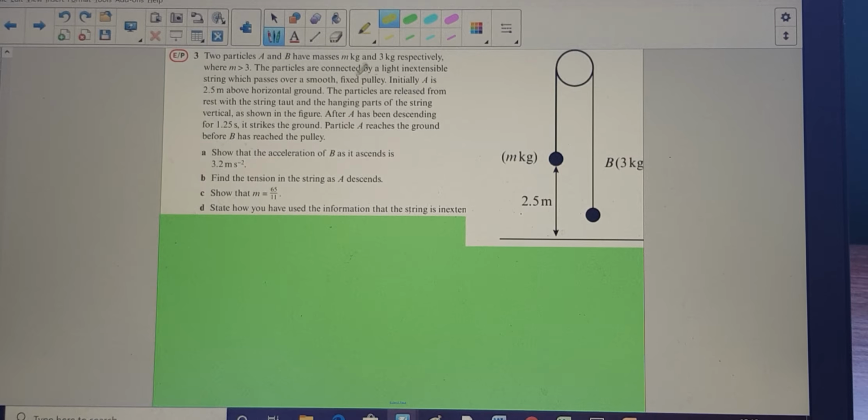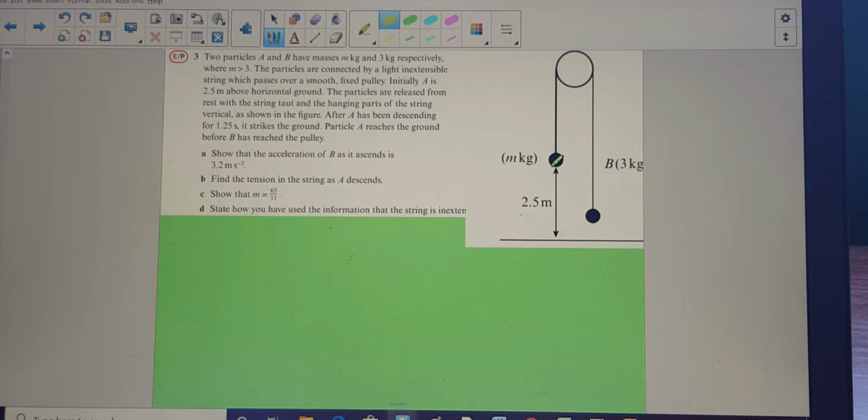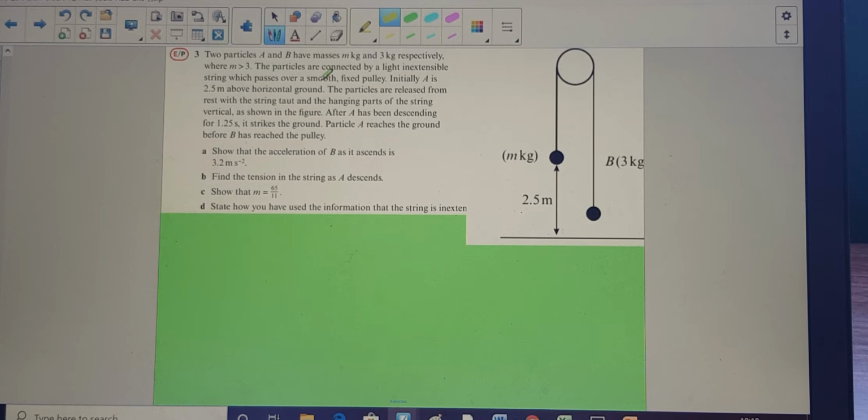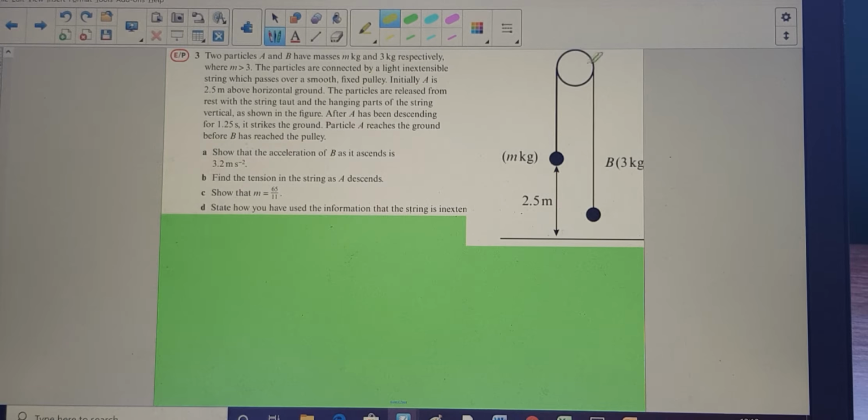The particles are connected by a light, inextensible string. That means as this one accelerates down, this one will be accelerating up at the same acceleration. Passes over a smooth pulley, so I don't need to worry about friction, and it's fixed, that's staying there. Initially, A is at 2.5 meters above the ground. We've got that. The particles are released from rest, so they're giving me a piece of information there. With the string taut, that's important because as that one moves, that one's going to be moving as well straight away. If it wasn't taut, then that wouldn't be the case. Hanging over the string, which is vertical as shown in the figure.